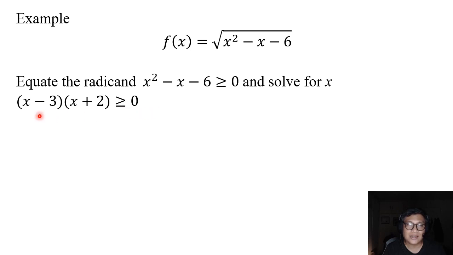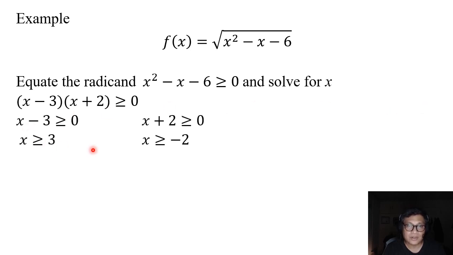So in other words, I will be equating x minus 3 greater than or equal to 0, then solve for x. Then I could also equate x plus 2 greater than or equal to 0, then solve for x as well. So we will be having two values for your x. So this will be our solution. When x minus 3 is greater than or equal to 0, then x is greater than or equal to positive 3. But when x plus 2 is greater than or equal to 0, then x is greater than or equal to negative 2.